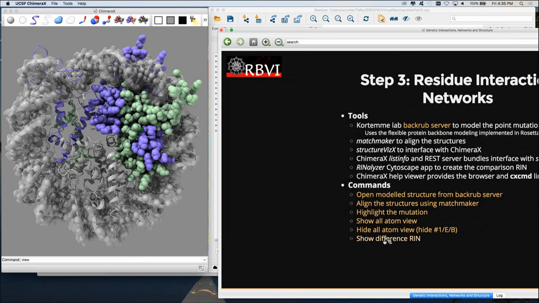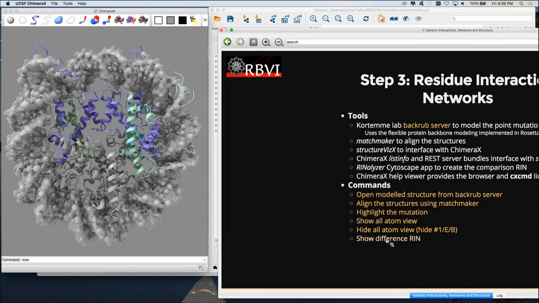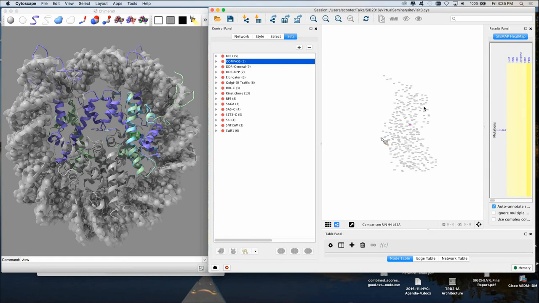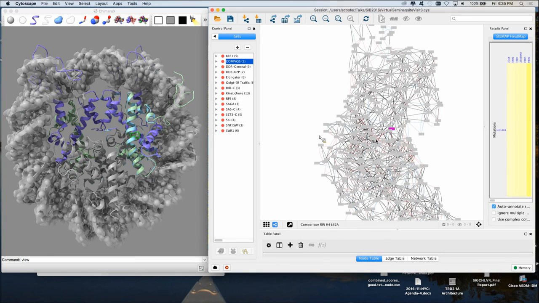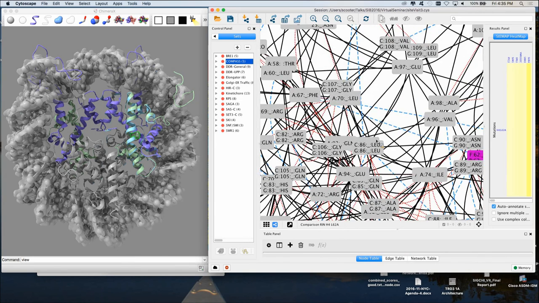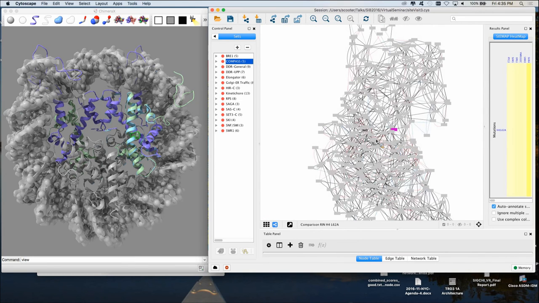And what we do is, this is where we can take advantage of residue interaction networks. So what you're looking at here is I've taken and created a residue interaction network of the mutated structure. So this is modeled using the Backrub server. And then I took the native residue interaction network and I've compared them.